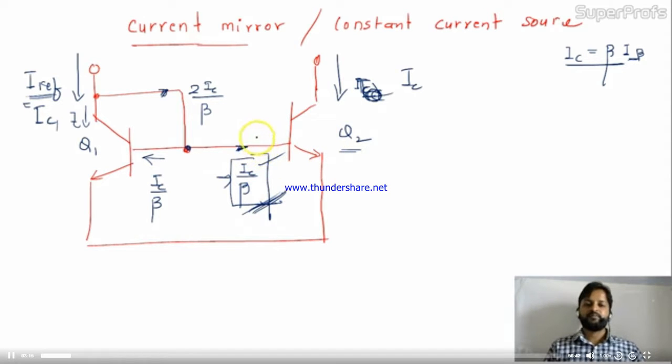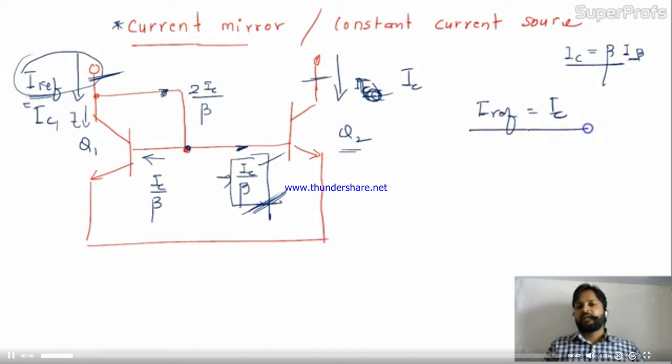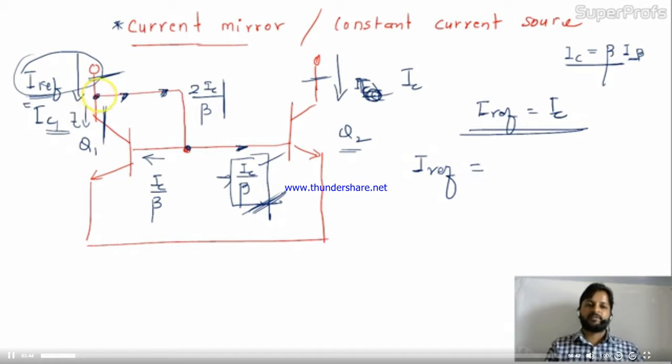Now friends, what the current mirror circuit is saying: this I reference, the current from this source, is equal to this IC. The concept says I reference equals IC. But how does I reference become IC? See, in this branch the current is 2 IC by beta. In this branch the current is only IC, and I reference is the summation of both of them. If you apply nodal analysis at this point, you get I reference equal to this plus this. So both currents, IC plus 2 IC by beta, will add like this.